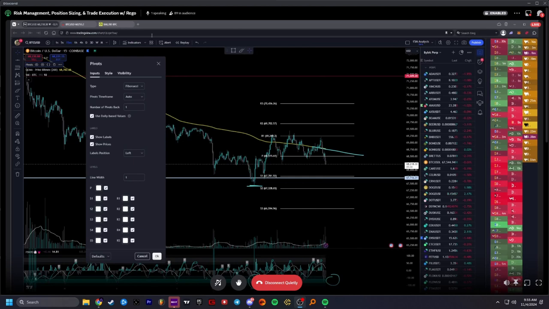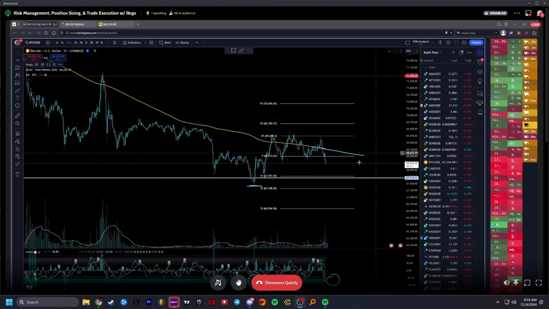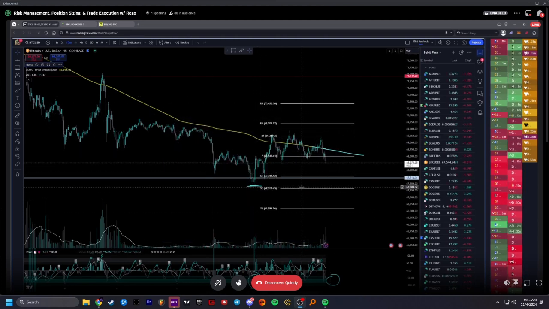How do you get the pivot points indicator? It's fairly straightforward. You go over here and search pivot points standard. That's what you have to write. And again, I set it to Fibonacci. So these numbers you see over here, I trade essentially a Fibonacci system with a 200 EMA. Again, it's about keeping things simple.